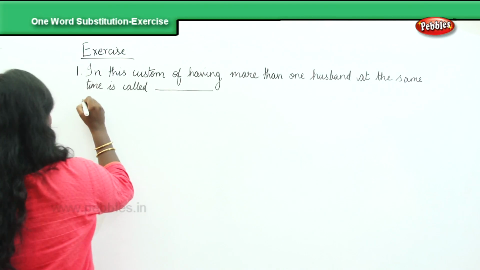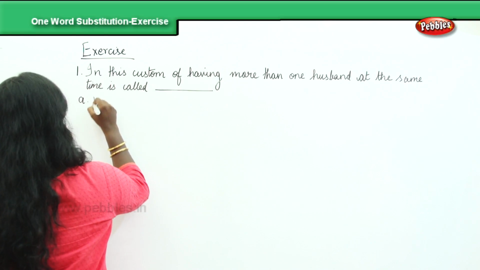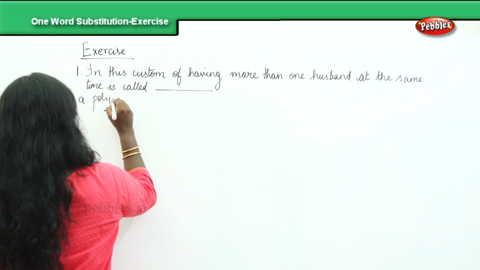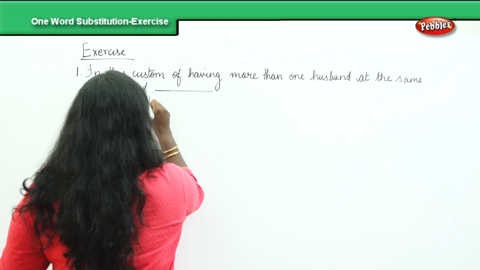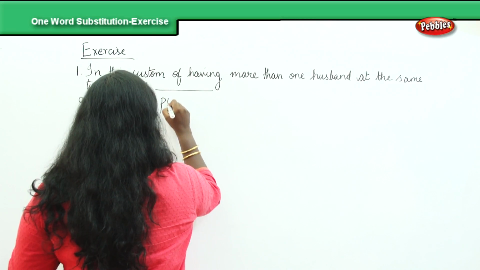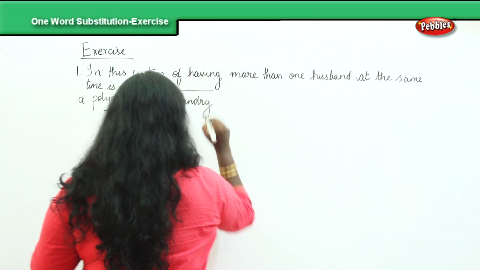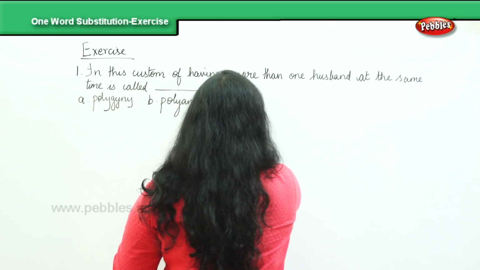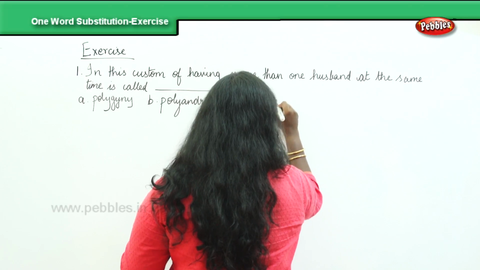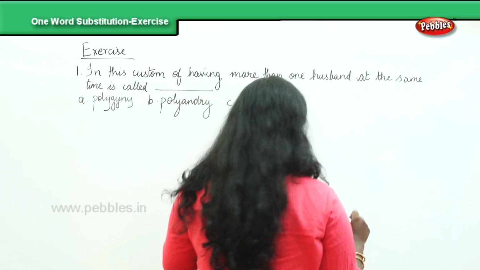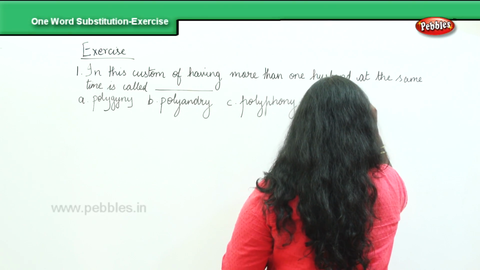I'm sure you would have guessed the answer by now, but still I'm going to take you through the options. Option A, polygyny. Option B, polyandry. Option C, polyphony. And option D, polychromy.